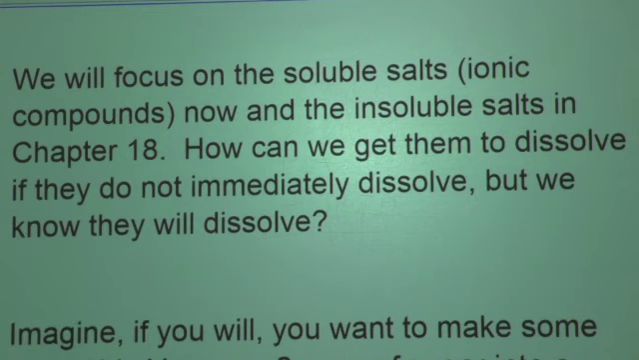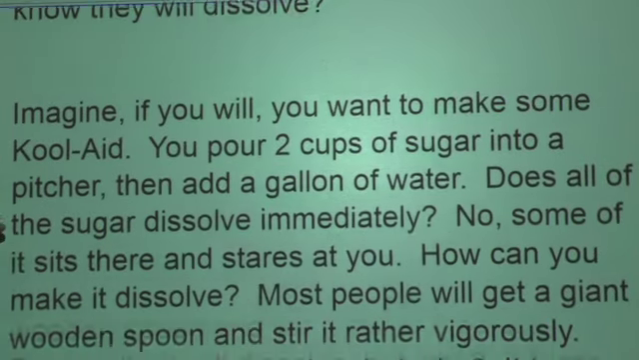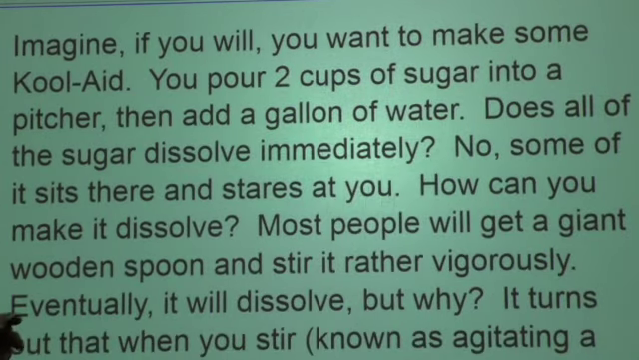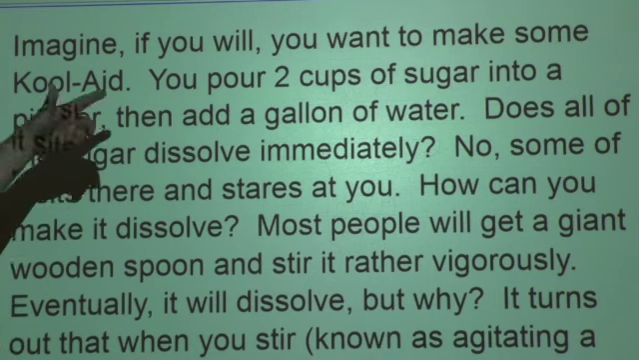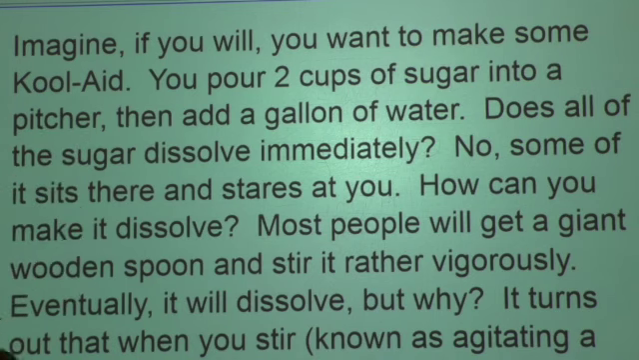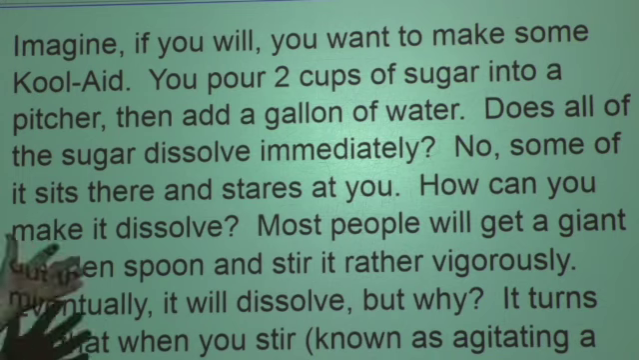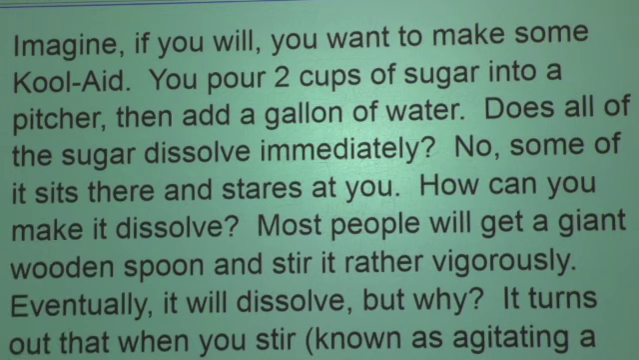Okay, so I have a soluble substance. I know it's soluble. It's not on the insoluble salt chart. But sometimes you put it in water and it won't dissolve real fast. So what do we do about that? Well, the best way to think about this is to imagine making Kool-Aid. You pour 2 cups of sugar into a pitcher, then you add a gallon of water. Does all the sugar dissolve immediately? No. Some will, but some will just sit there. So how can you make it dissolve? What do you do in that situation when the sugar doesn't dissolve right away?